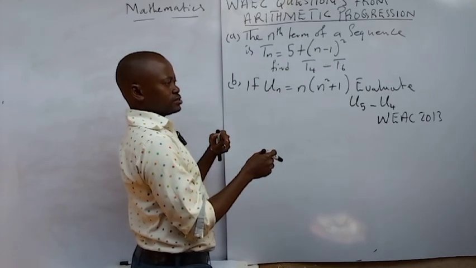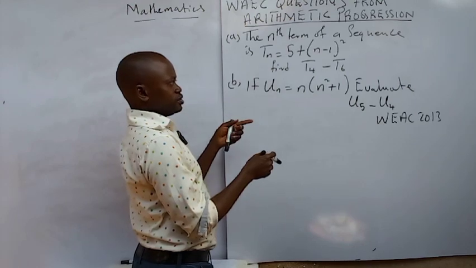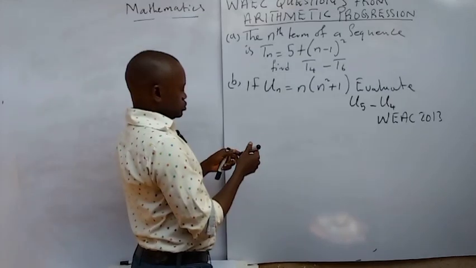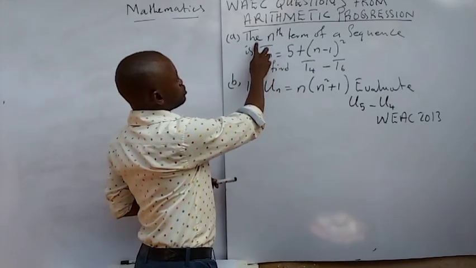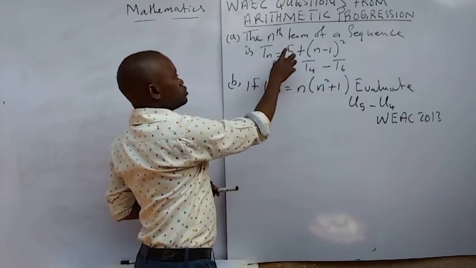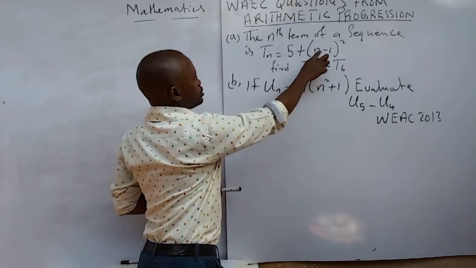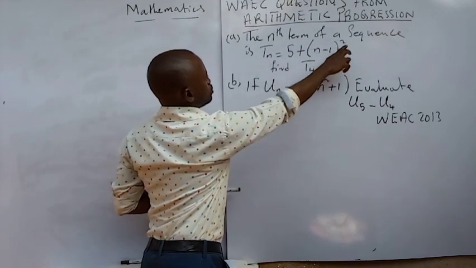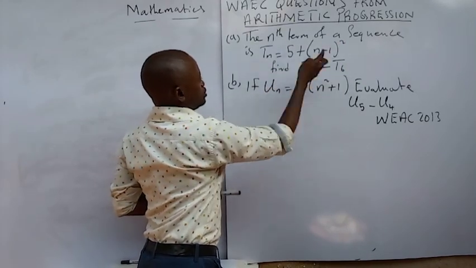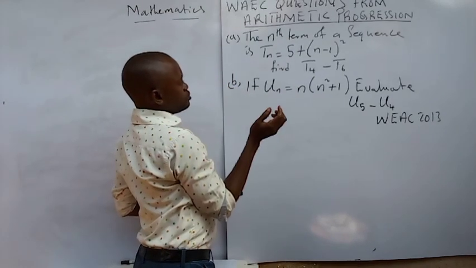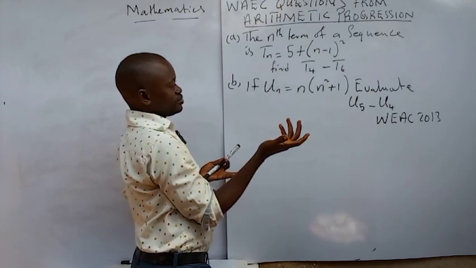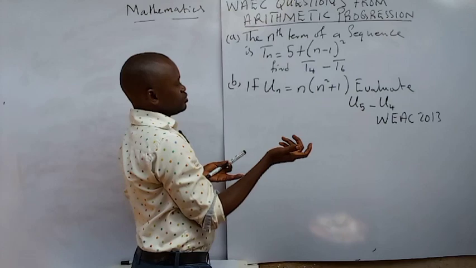In the last class, either class 4 or class 5, I showed us how to derive these rules from a given sequence. So it's very possible that one is given this type of question. The nth term of a sequence is Tn equals 5 plus (n minus 1) squared. The question is: find T4 minus T6. How can you be able to handle that? Okay, so you are going to see how we are going to do it.